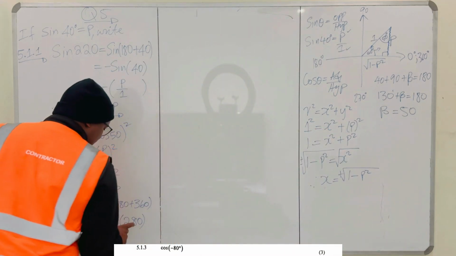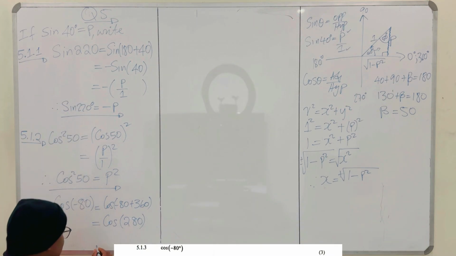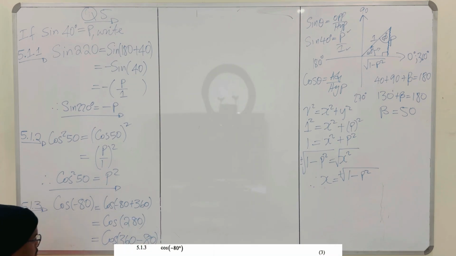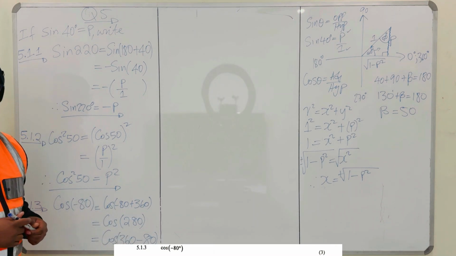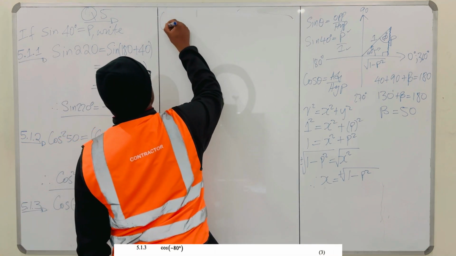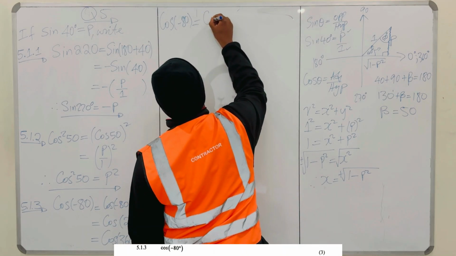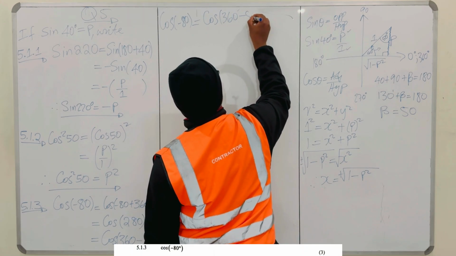So express this as an acute angle as well. This is equal to the cos of 360 minus 80 degrees. That's what we have. So what do we do from here? Our cos of negative 80, which is what we're given, is equal to cos of 360 minus 80 degrees.